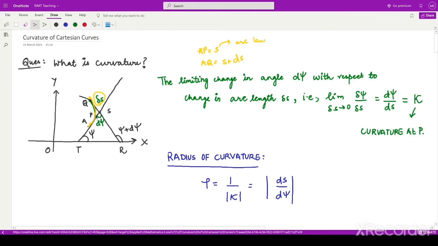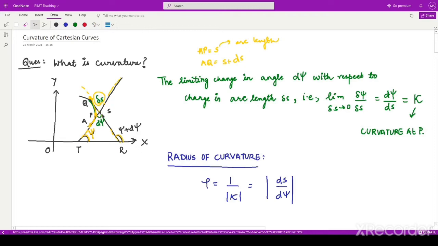Now if you draw a tangent from this point P onto this x-axis, this would be this line. This is the tangent, and suppose it makes an angle of psi with this positive x-axis. Now you draw another tangent line from this other point onto this x-axis. This line makes an angle of say psi plus d psi.